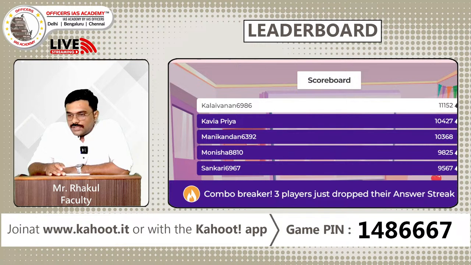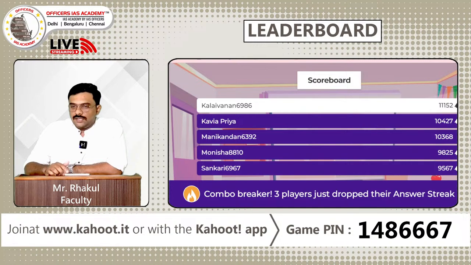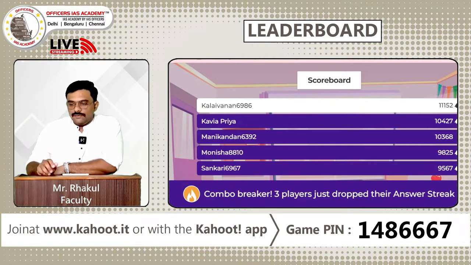Kalaivanan has come to first position, Kavya Priya has come to second position, Maniandan has gone down to third position, Monisha has been a newcomer to top 5, she is in the fourth position, Shankari is in the fifth position. So this is the status of the scoreboard at the end of 14 questions. We have only one more question in this quiz. Let's see how it goes. 15th question.